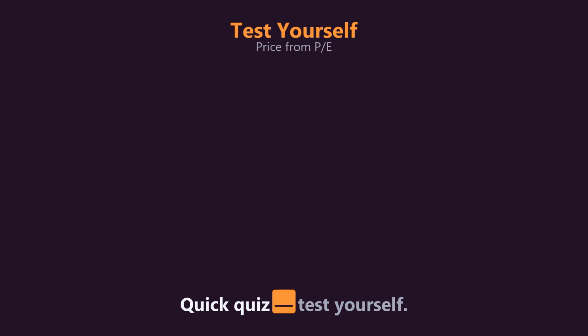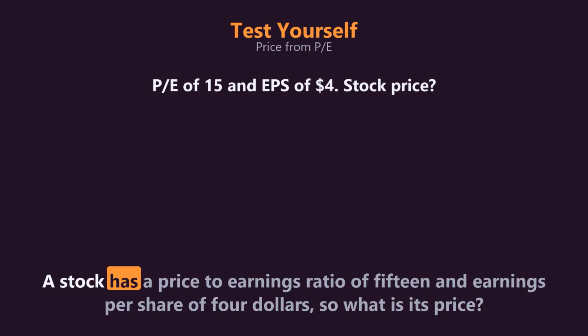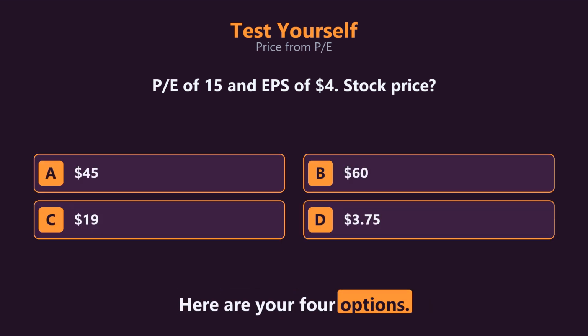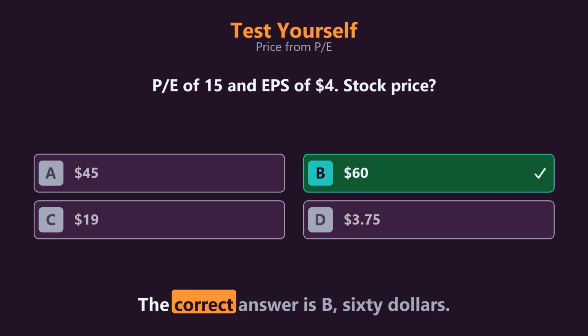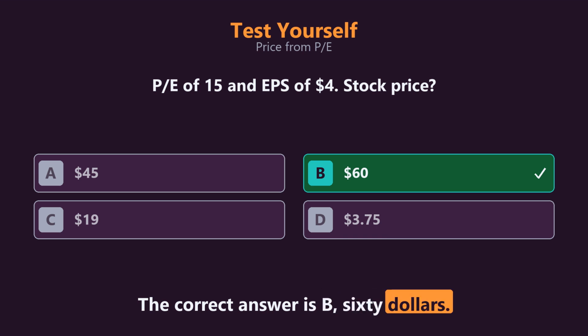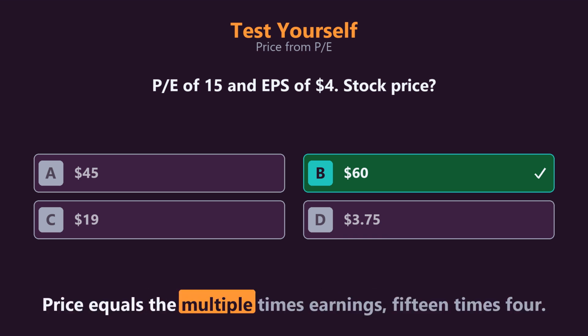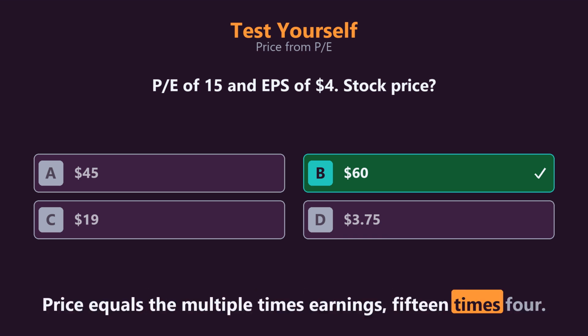Quick quiz, test yourself. A stock has a price to earnings ratio of 15 and earnings per share of $4, so what is its price? Here are your 4 options. Pause the video and solve it now. The correct answer is B, $60. Price equals the multiple times earnings, 15 times 4.